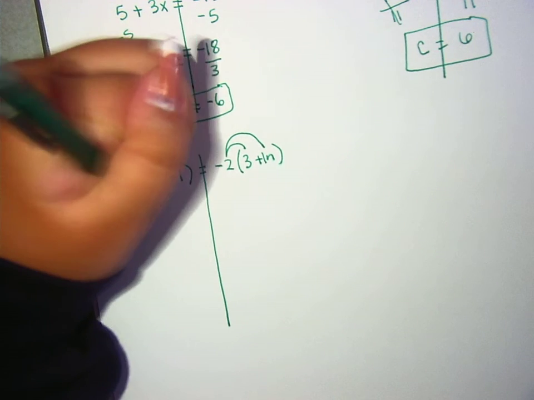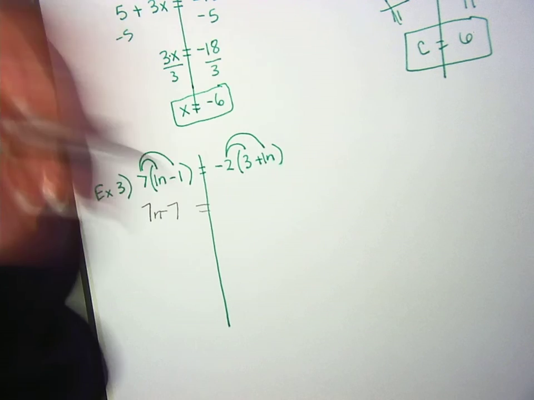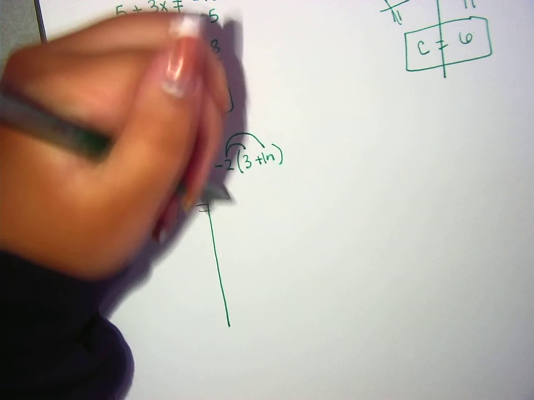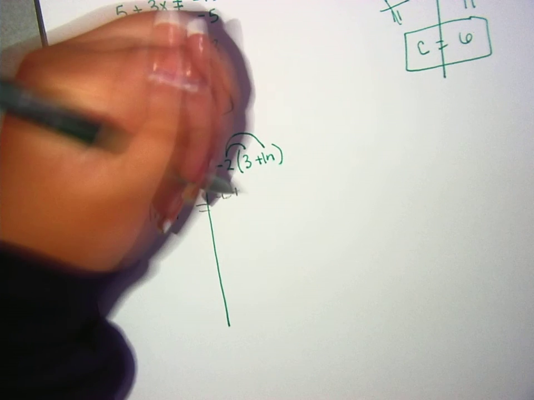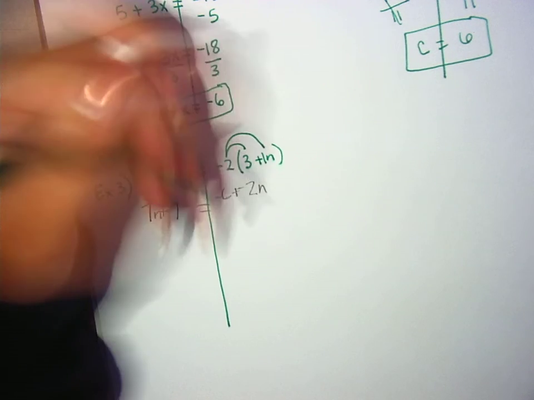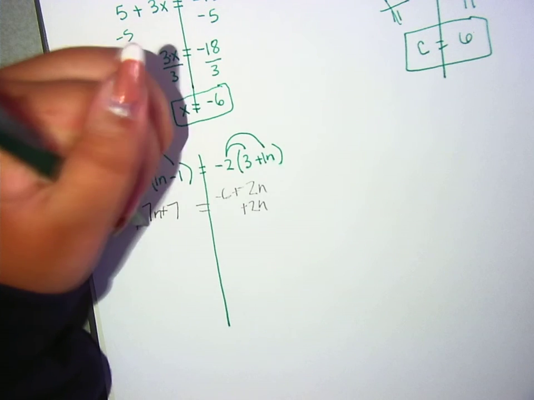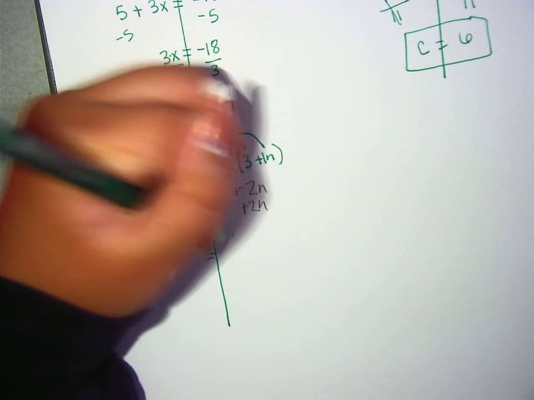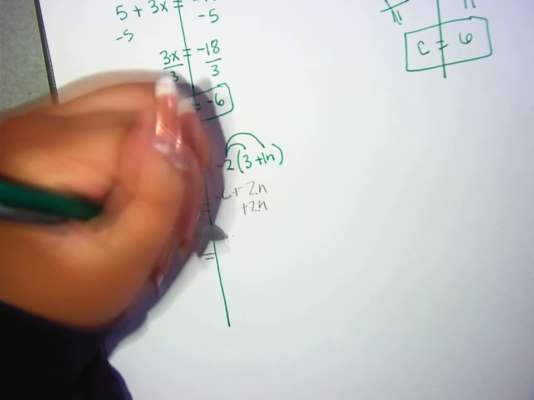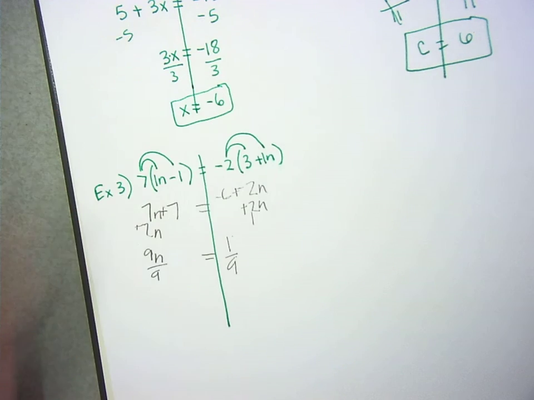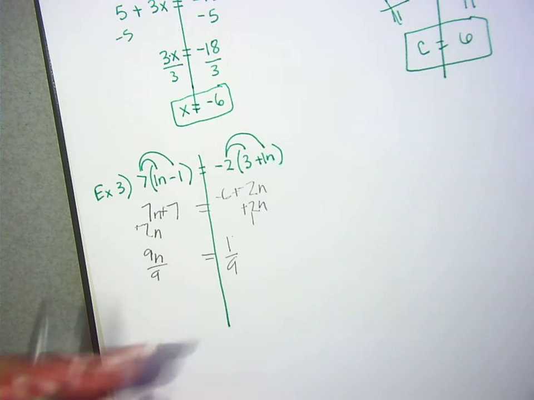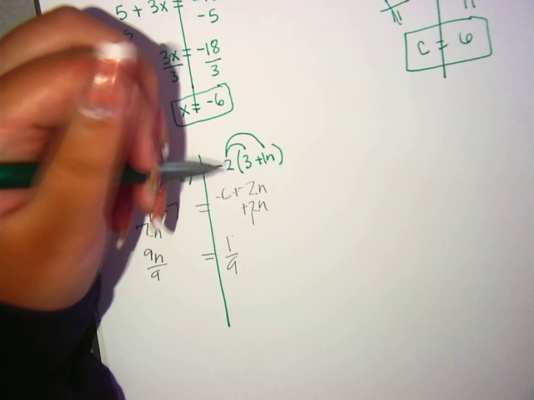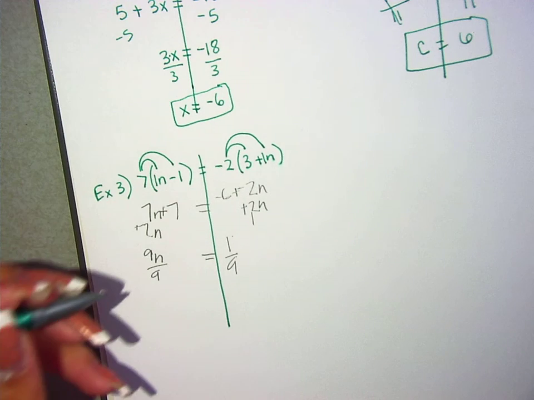All right. So you have to start with the distributive property, so you should get 7n plus negative 7, or just minus 7. And the other side, you should get negative 6 plus negative 2n. Then we decided to add 2n to each side, which gets you 9n plus 7n. 9n plus 7 equals... I think I wrote this down right. I'm just copying. So 9n plus 7.